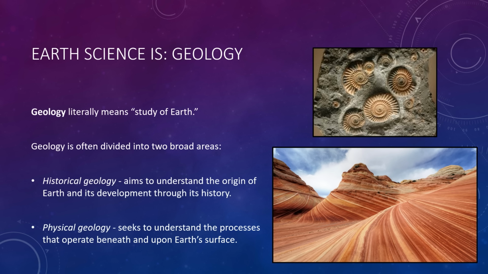What exactly is geology? Geology literally means the study of the Earth. Geology is traditionally divided into two broad areas, both physical and historical. The aim of historical geology is to understand the origin of the Earth and the development of the planet through its 4.6 billion year history. It strives to establish an orderly chronological arrangement of the multitude of physical and biological changes that have occurred in the geological past.